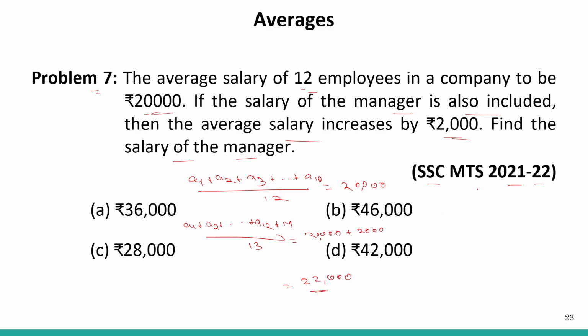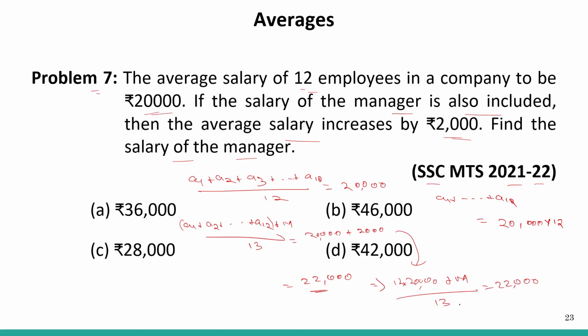So what we can do to find the salary of the manager is this. Given that, A1 plus ... plus A12 is equal to 20,000 into 12, so you can replace it right here in this equation. So this will be 20,000 plus M, this much into 12. So (12 plus M) by 13 is equal to 22,000.